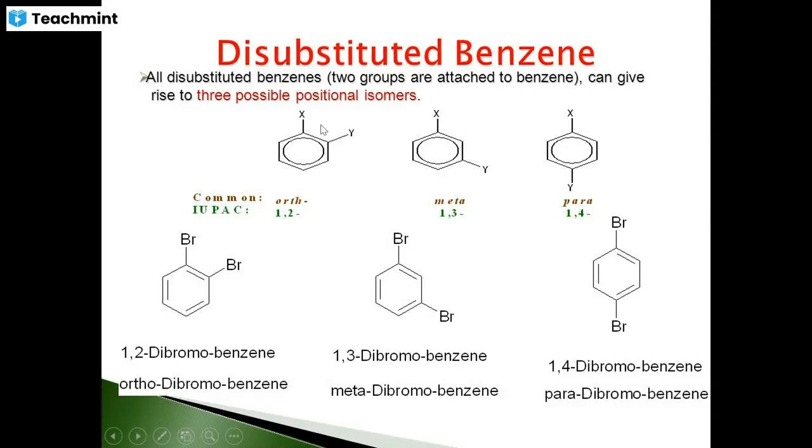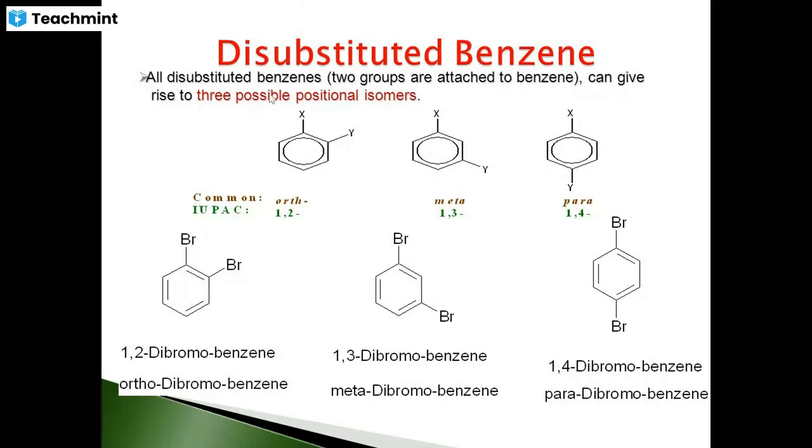If they are adjacent to each other, that position is called the ortho position. If they are alternate, skipping one, X and Y, that is called the meta position. In this case, opposite, X and Y, this is the para position. But while numbering the carbon atoms, the second substituent should get the least number. In that way we have to name the carbon atoms in a benzene ring.